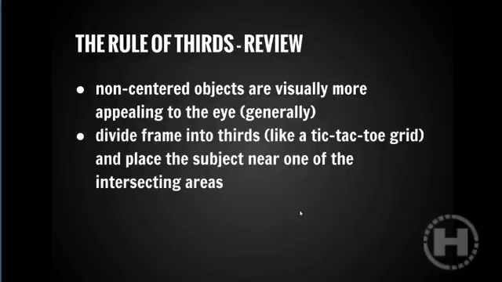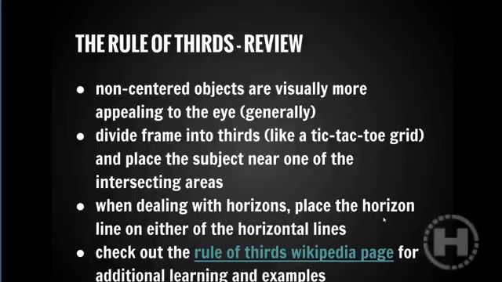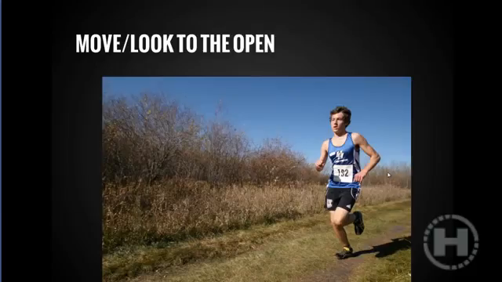So you divide the frame into thirds, like a tic-tac-toe grid, and place the subject near one of the intersecting areas, or on the vertical and horizontal lines. When you're dealing with horizons, place the horizon line on either of the horizontal lines. For further learning, you can check out the rule of thirds Wikipedia page, which is quite good and has lots of examples and links for you.